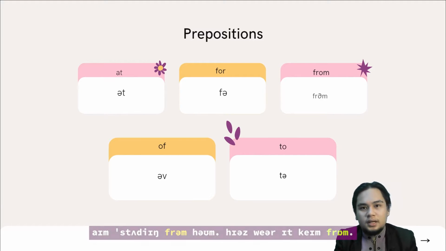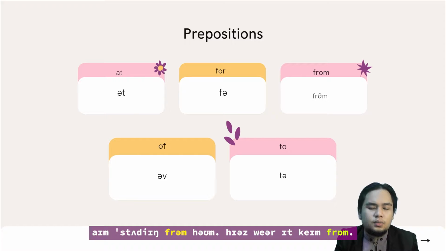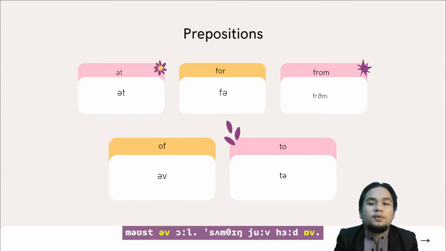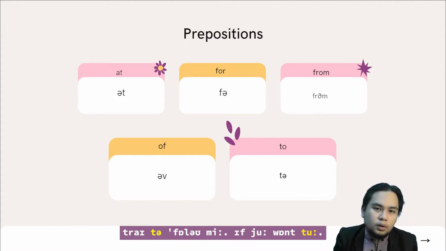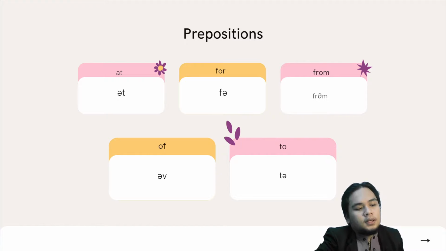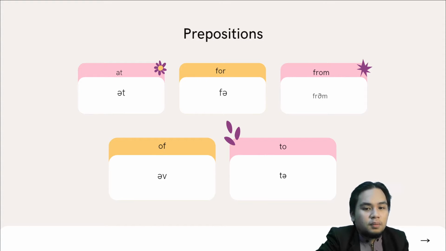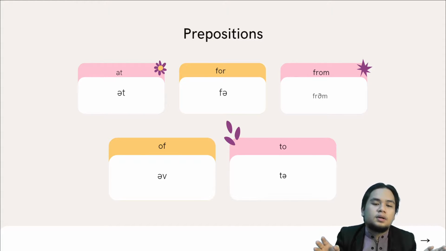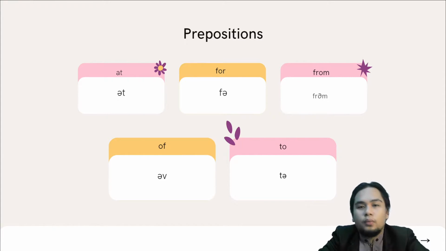From. I'm studying from home. Here's where it came from. Of. Most of all, something you've heard of. And last but not least, to. Try to follow me if you want to. What are the examples I just did there? When I put the preposition in the middle of a sentence and at the end of the sentence, it can still be a weak form. So that's for prepositions. Most prepositions are used in weak forms.